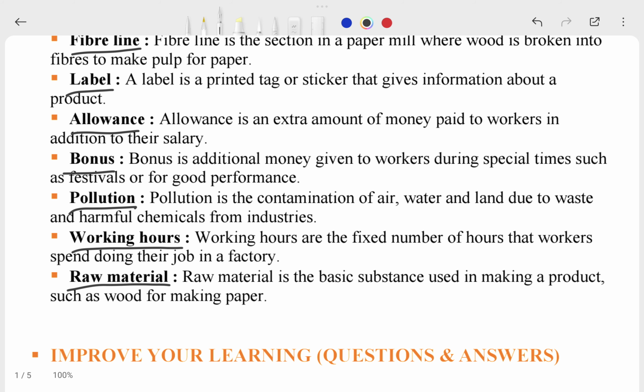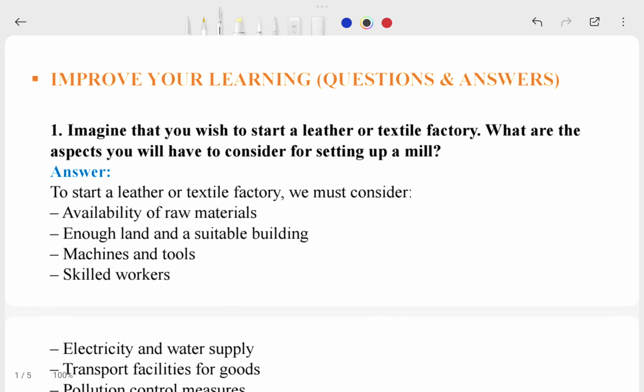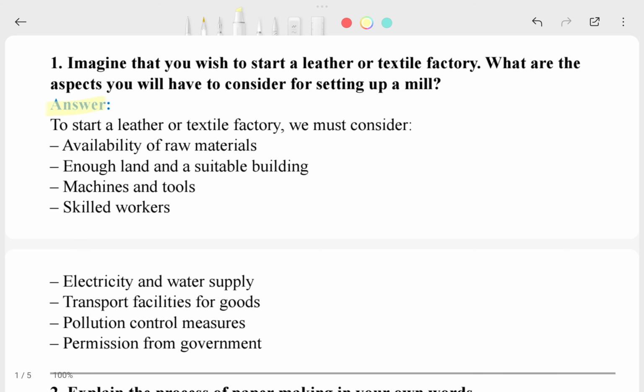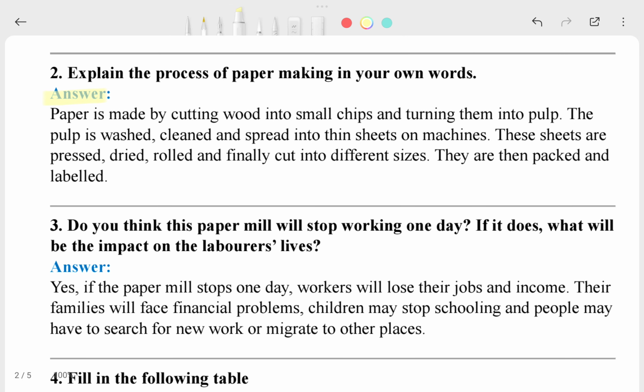Okay, right. So if it is clear, then let's talk about Improve Your Learning. Generally this is called the question answers. This is the first question, and here is the answer of this one. Okay now, if it is clear, then let's talk about the second question. This is the second question. Explain the process of paper making in your own words.